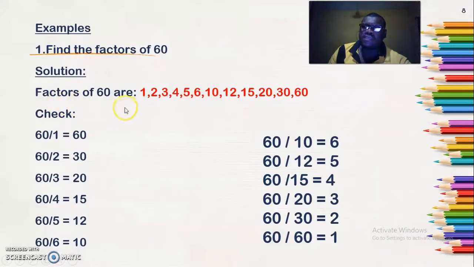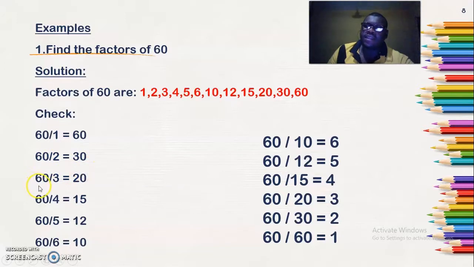Factors of 60 are 1, 2, 3, 4, 5, 6, 10, 12, 15, 20, 30, and 60. If you look at it, 60 divided by 1 gives you 60. That is, just give 60 mangoes to one person. That person has the whole 60. Give 60 mangoes to 2 people, they will have 30 each.